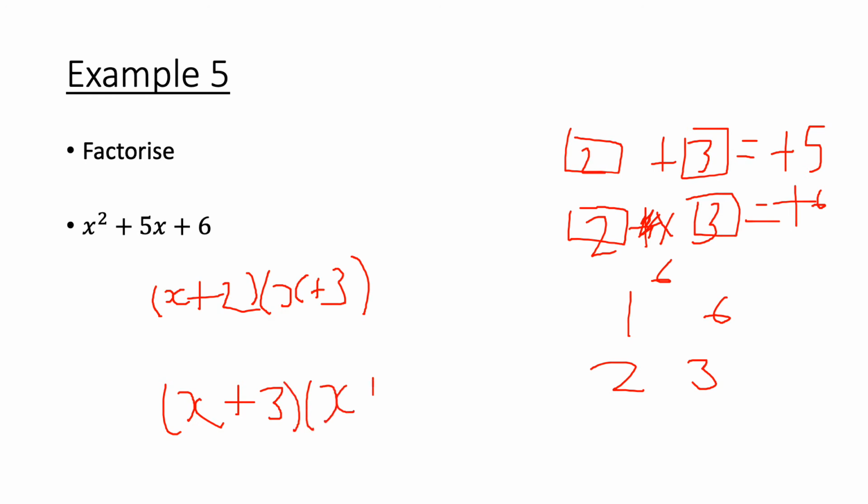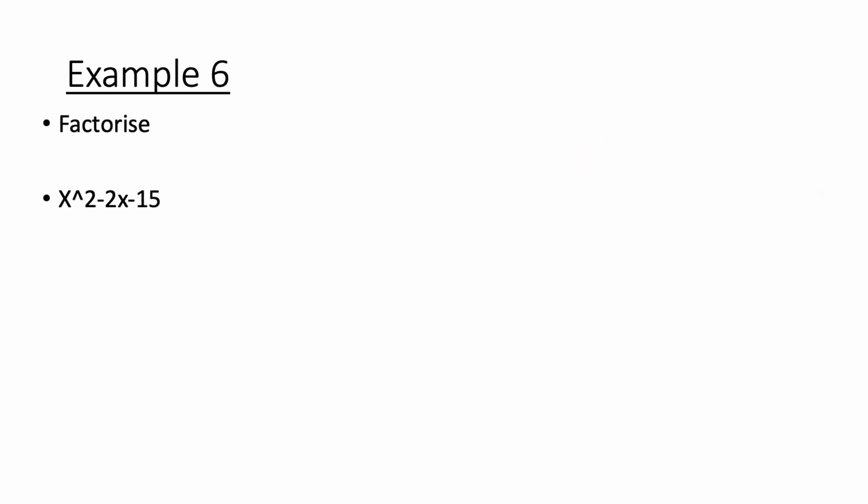So that is factorizing quadratics. If it's 3 terms, then it's usually always double brackets. If it's 2 terms, it's normally 1 bracket, unless it's the difference of 2 squares. And if it's 3 terms, it's going to be 2 brackets. So this one's factorizing quadratics.